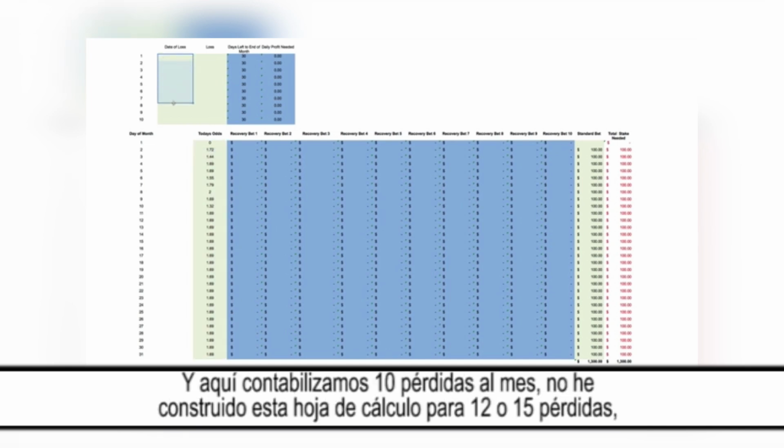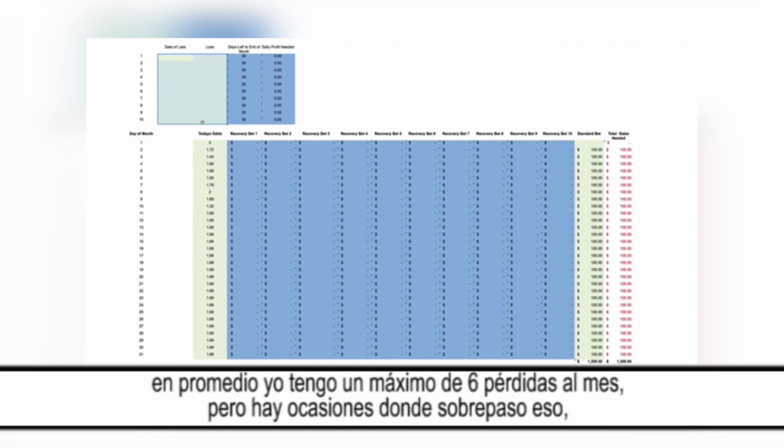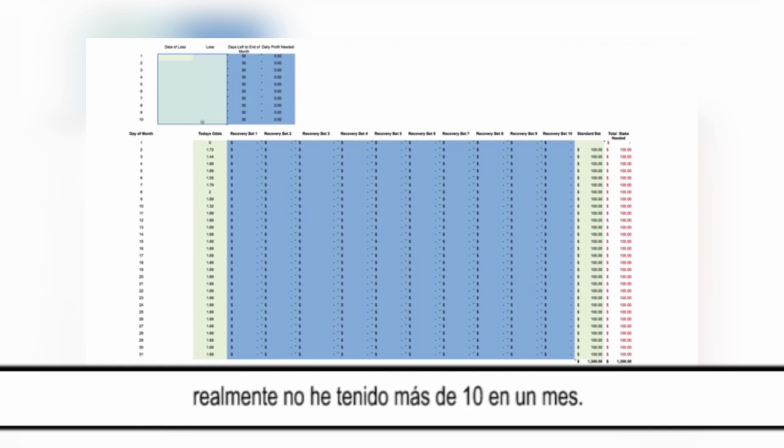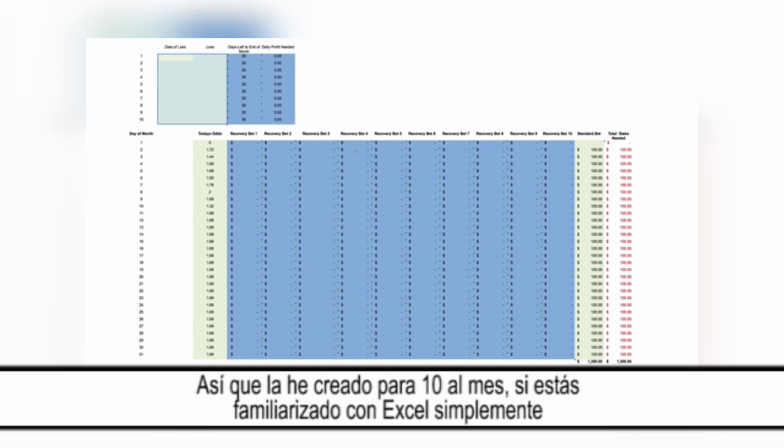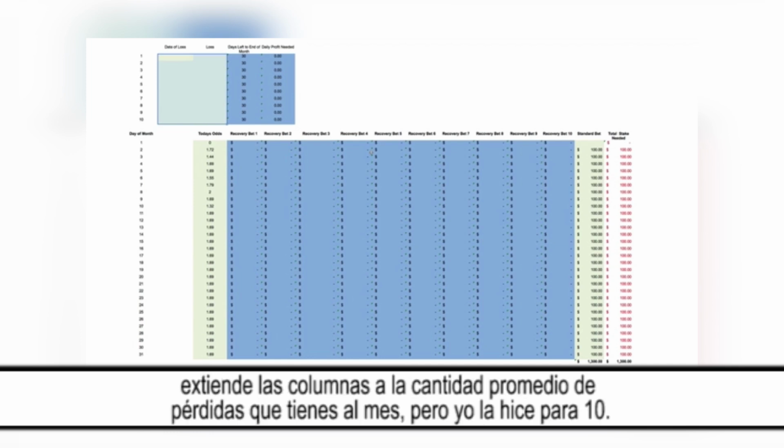And here we account for 10 losses in a month. So I've not built the spreadsheet up to 12 losses or 15 losses. I on average have a maximum of 6 losses per month, but there are occasions where I go over that. I've not really had more than 10 a month. So I built it for 10 a month. Simply extend the columns, if you're familiar with Excel, to the average amount of losses you have per month. But I built it to 10.